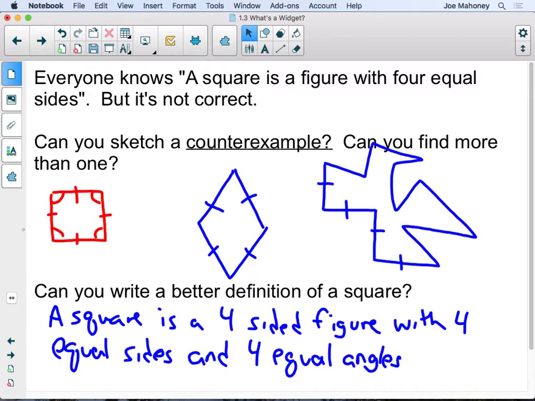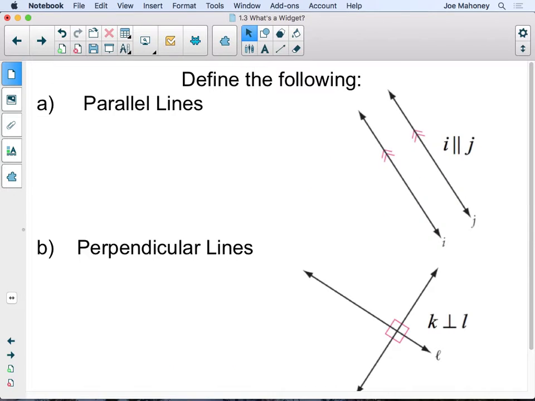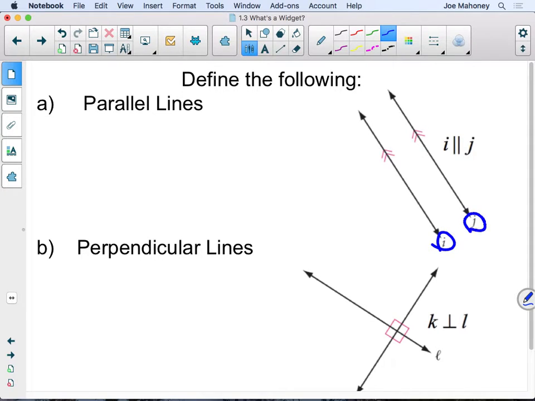Let's do the same with these two definitions. We want to first define parallel lines. And if you look to the right here, line I and line J are parallel. Please notice, this symbol in the middle here is the symbol that we use for parallel.